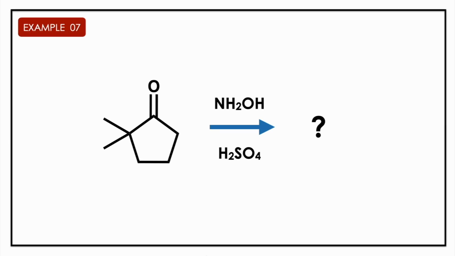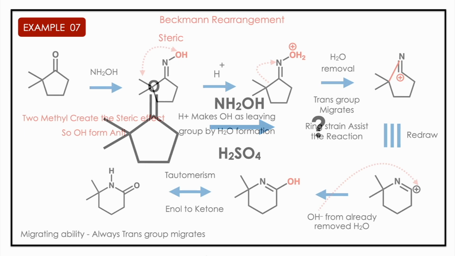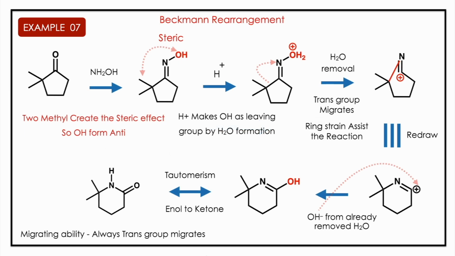Then the next example. Here you have cyclopentanone with two methyl groups. You are using hydroxylamine and sulfuric acid. You should find what will be the final product. Here, as usual, the ketone is converted into an oxime. Due to the steric reason, the oxime forms away from the methyl group.